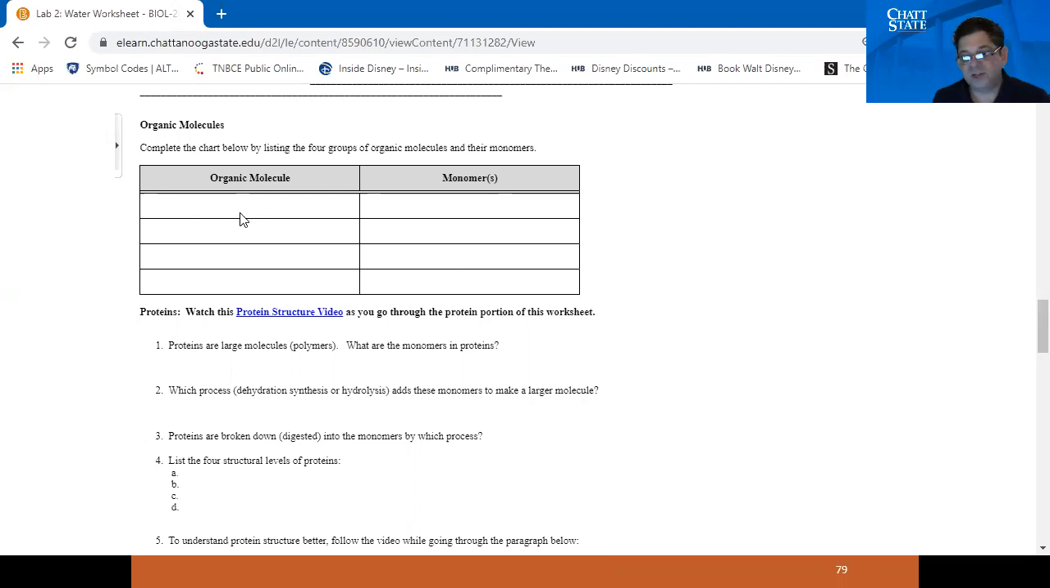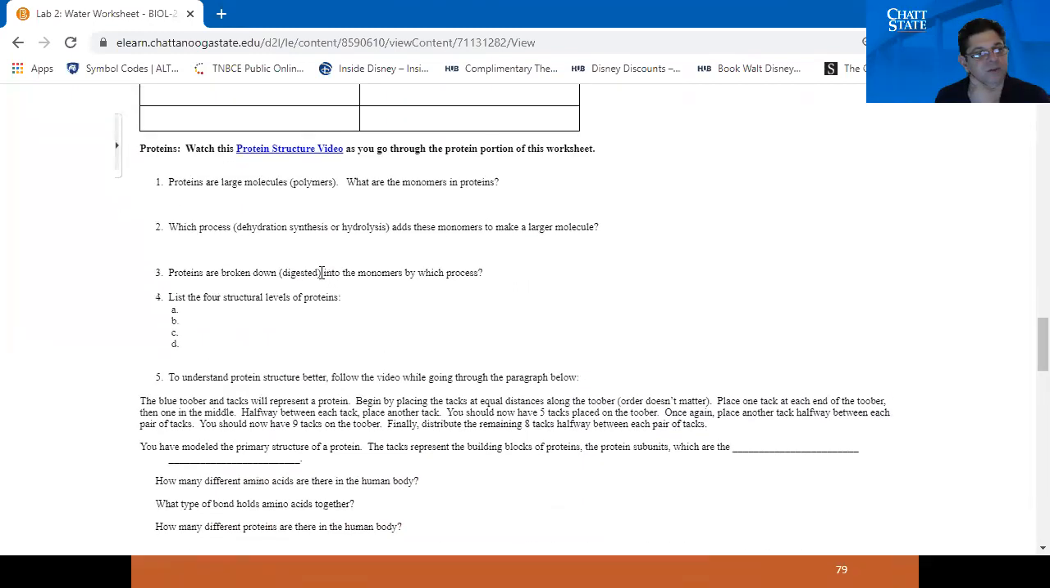So let's just say we got proteins, carbs, lipids, nucleic acids. What do proteins break down to become in their smallest unit, which is called a monomer? Amino acids. How about carbs? Monosaccharides, right? Or simple sugars. And lipids, fatty acids and glycerol at a base level. And then nucleic acids break down to become nucleotides. Excellent. So let's talk a little bit about proteins.